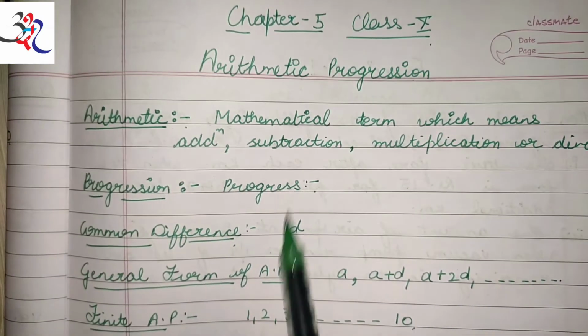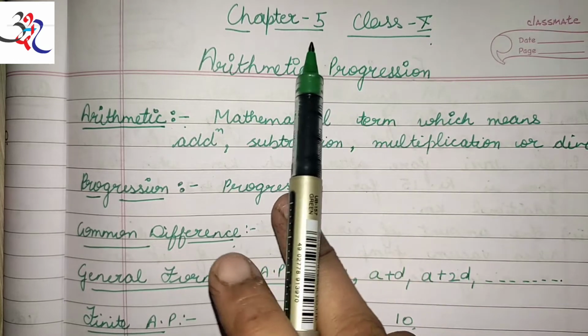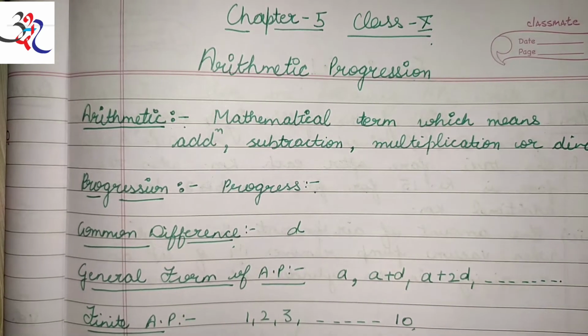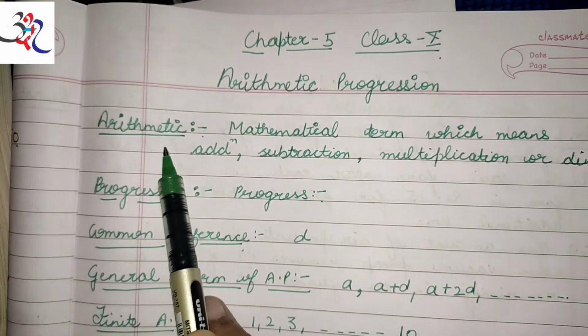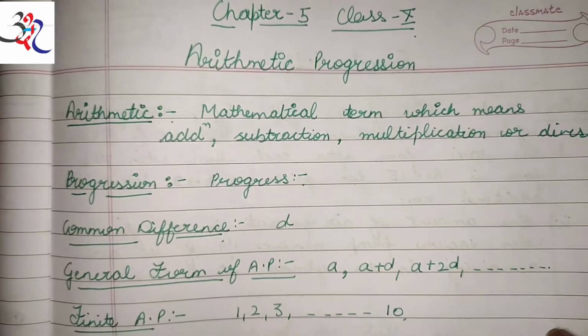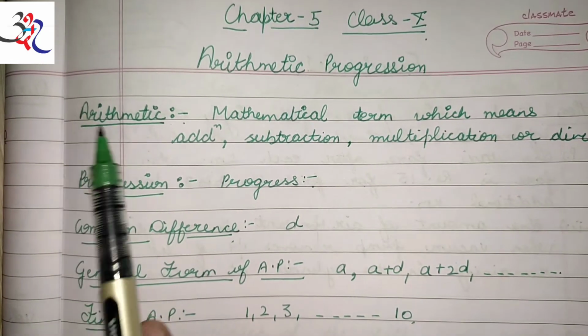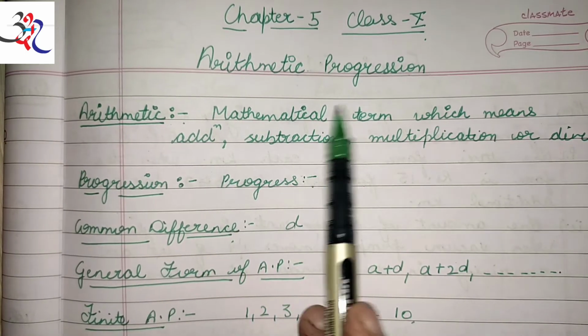So let's start today's topic, which is arithmetic progression of class 10th, chapter number 5. Let's first understand the meaning of both the terms. What does it mean by arithmetic and what does it mean by progression? Right? So arithmetic is what? Arithmetic is basically a part of the mathematical term.